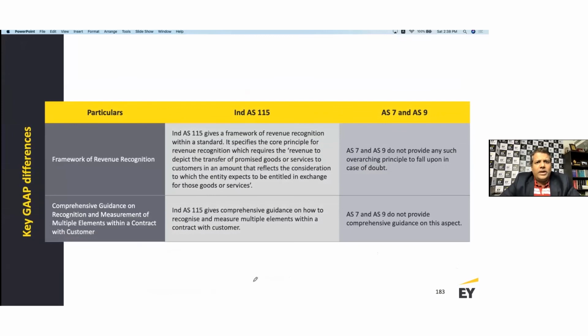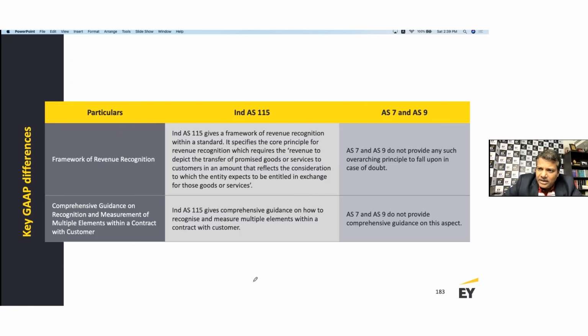So now when you look at the differences between Indian GAAP and Ind AS, there are a number of differences. Framework, of course: here you have a framework of revenue recognition within a standard, whereas AS7 and AS9 in a way say you've got to record revenue when there is a transfer of risk and reward, and the collectability is reasonably assured. Here it is much broader, with a lot more detailed guidance.